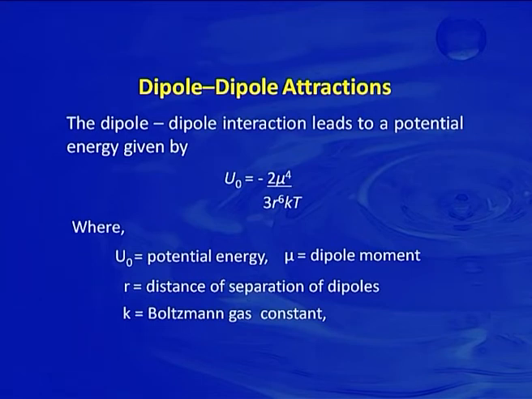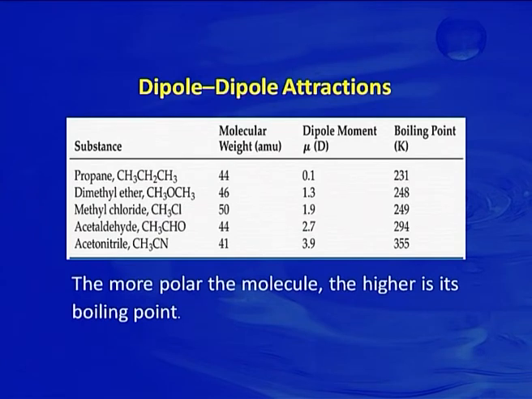By this formula, knowing the dipole moment, one can measure the potential energy of that compound. Here is a table which shows the more polar the molecule, the higher its boiling point. Here acetonitrile has a molecular weight of 41 and a dipole moment of 3.9. The boiling point is 355 Kelvin. From this table we can see acetonitrile has a lower molecular weight than methyl chloride or acetaldehyde, but its dipole moment is more than that of these compounds. So, its boiling point is higher than that of the other molecules. It is clear, the more polar the molecule, the higher its boiling point.